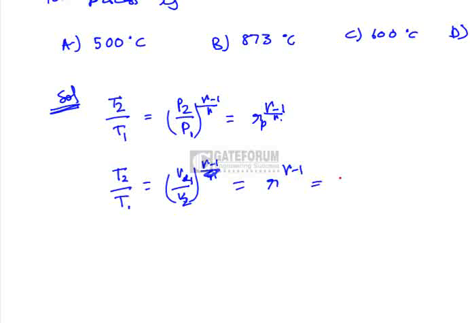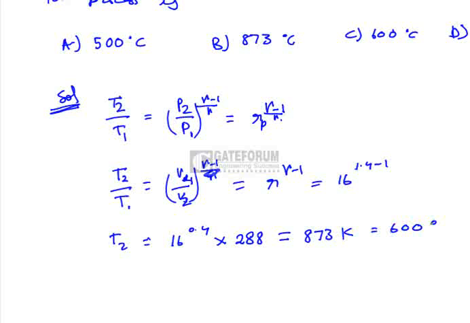And here the compression ratio is equal to 16 power of gamma minus 1, that is 1.4 minus 1. Because in an isentropic compression gamma is equal to 1.4, this is the adiabatic index, and T2 is equal to 16 power of 0.4 into T1, which is 15 degrees centigrade, that is 288 Kelvin, which is equal to a value of 873 Kelvin or 600 degrees centigrade. So the right answer is 600 degrees centigrade, and in the options the correct option is C.